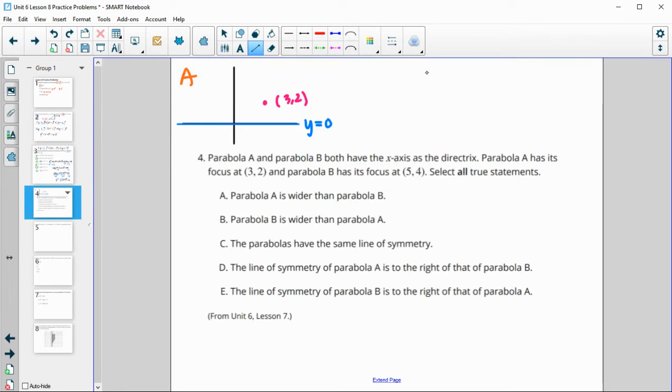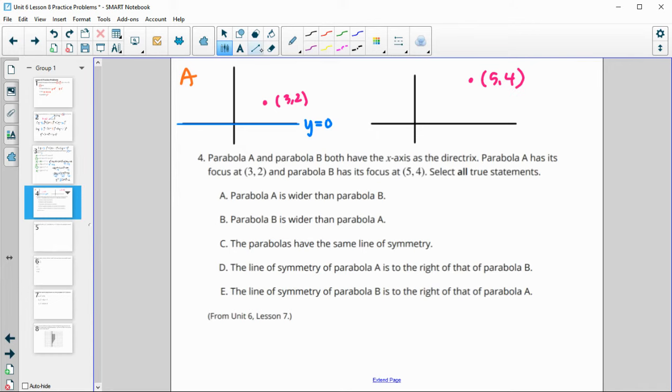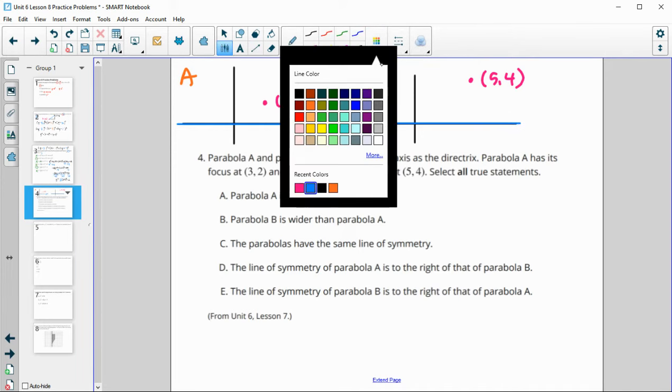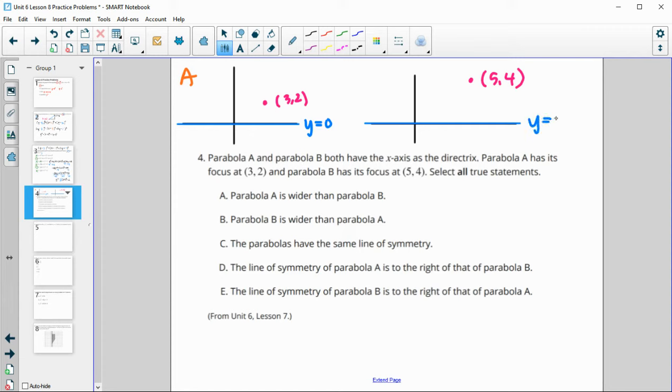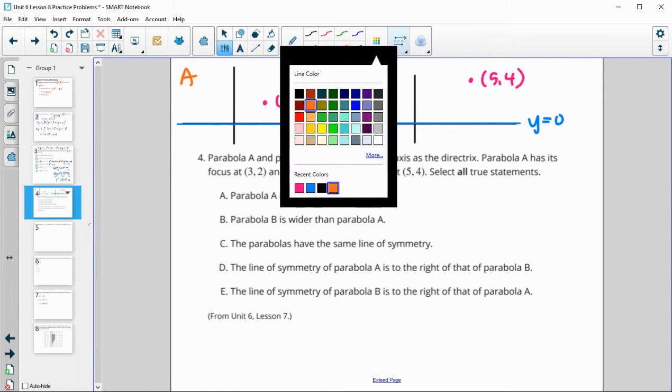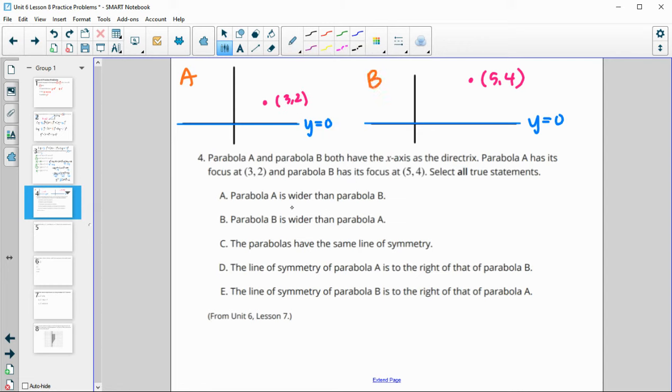Then parabola B has a focus of 5,4. Okay, so 5,4. And then a directrix of the x-axis again, which again is the line y equals 0. So let's see if we can come up with which statements are true here.